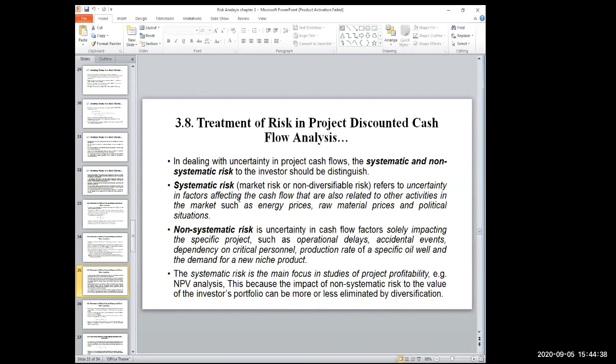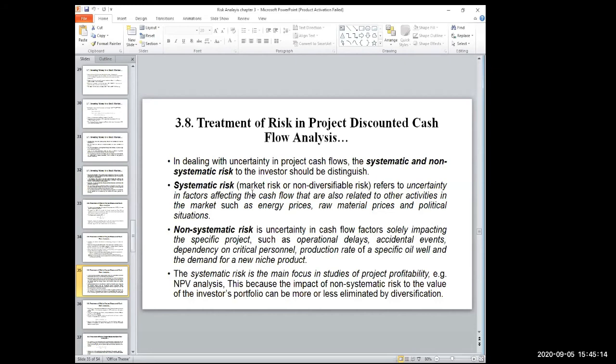We already defined systematic risk at the beginning of chapter 2. To remember, systematic risk, or market risk, or non-diversifiable risk, is a kind of uncertainty in factors affecting the cash flows that are also related to other activities in the market, such as energy price, raw material price, and political situation. This is a kind of risk which affects other businesses too, or which affects the industry as a whole or the market as a whole. And this is a kind of risk that we cannot diversify.